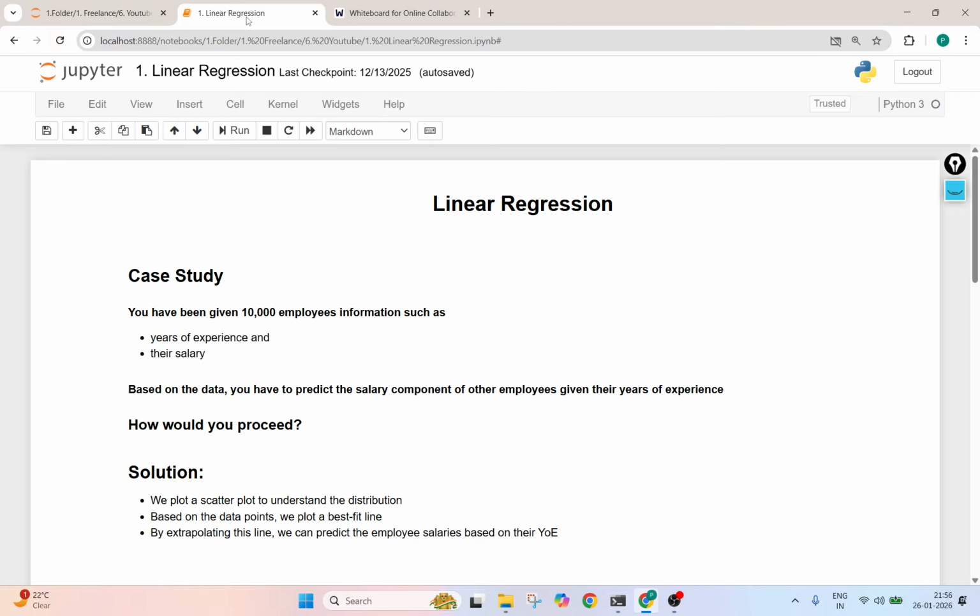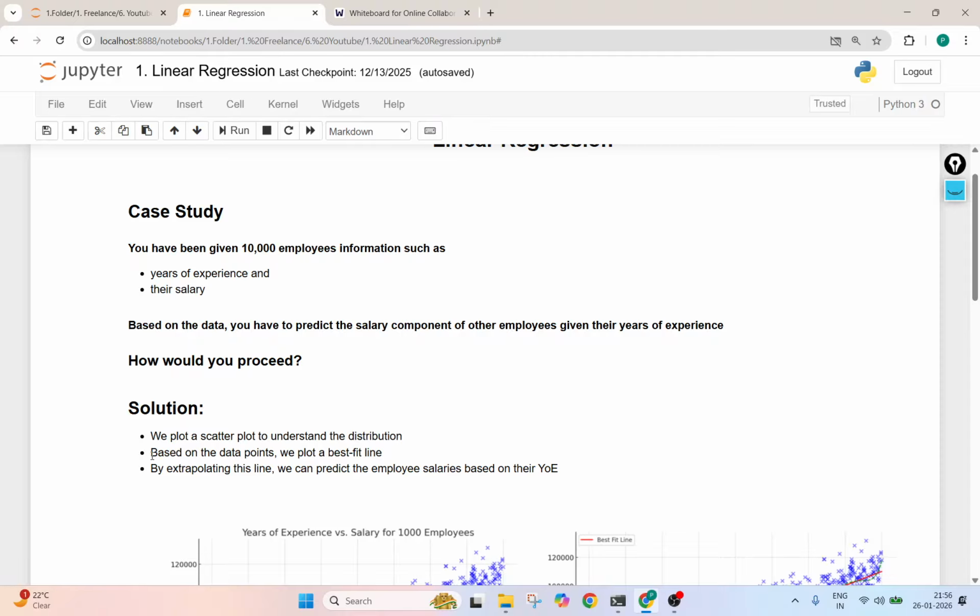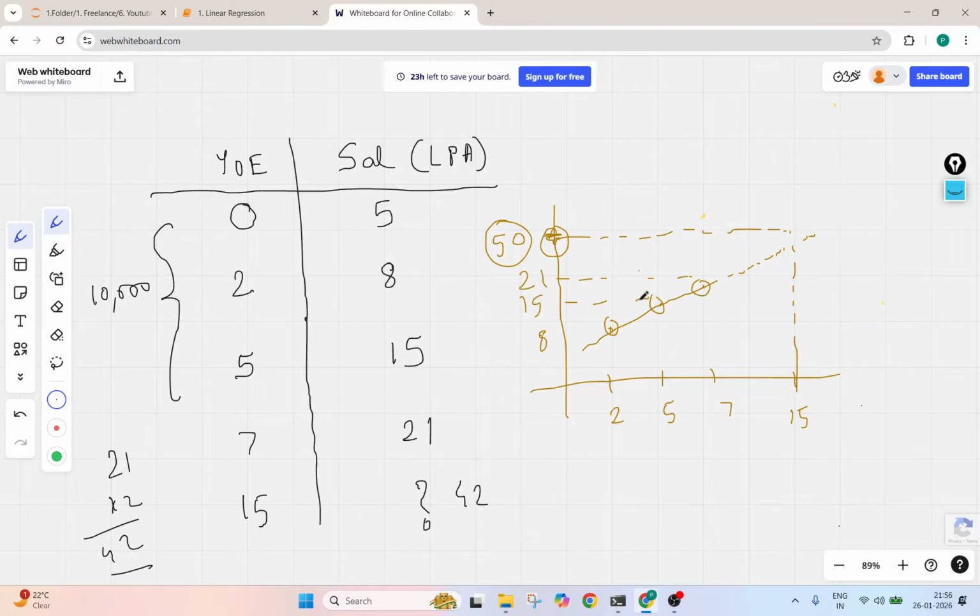So let's come to what linear regression actually is. That is exactly what has been given as the solution. We first plot a scatter plot to understand the distribution, which is exactly what we did here. Here, the distribution was very linear. Not always do we get linear values. Sometimes the points are very scattered, and you need to find the best fit line. How to find the best fit line? We'll come to it in a moment. We have to find the line that is the best fit, and then we do whatever we have learned.